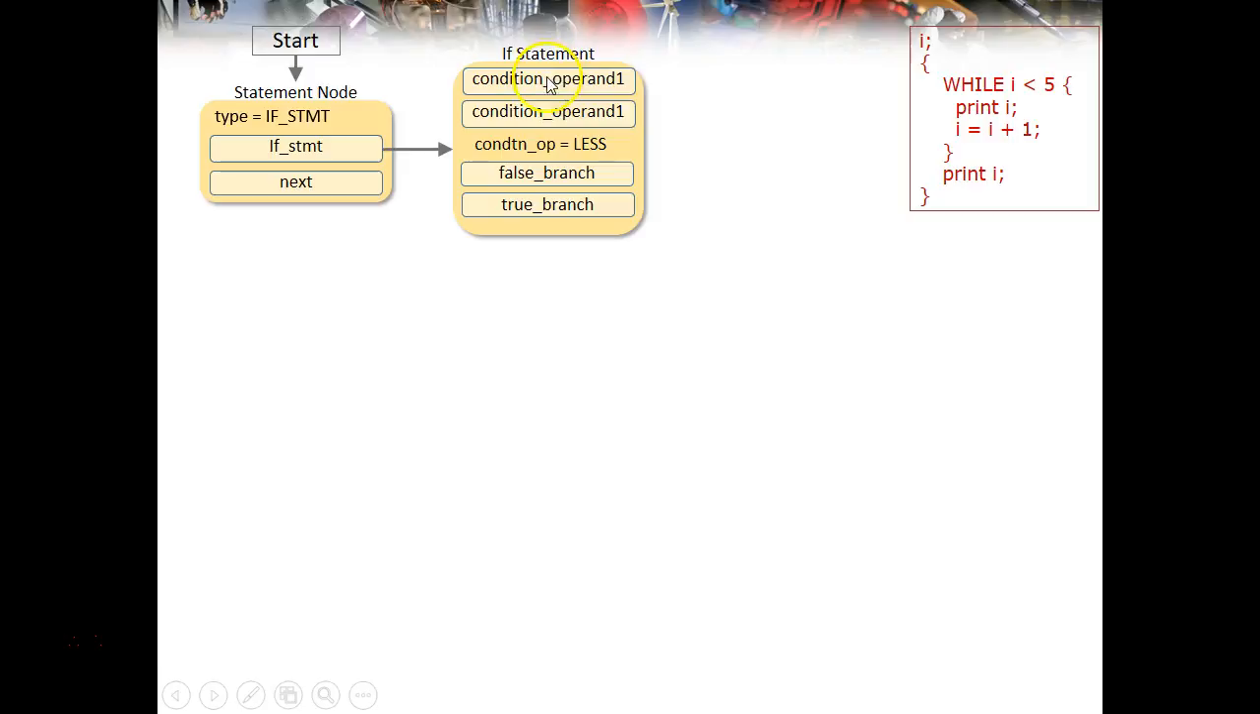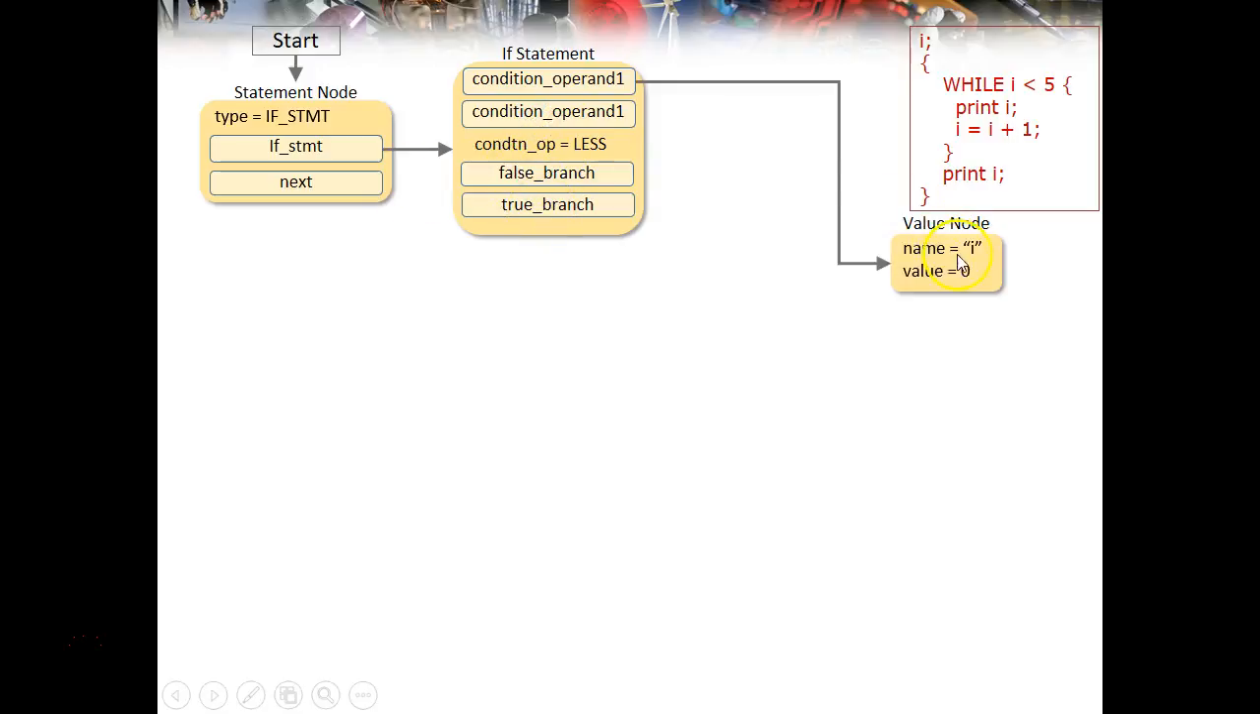And then the if statement has a condition operand 1, and a condition operand that should be 2. Somebody used copy and paste. Then it has a condition op, the type of condition operation, which can be less, greater, or not equal. A false branch and a true branch.